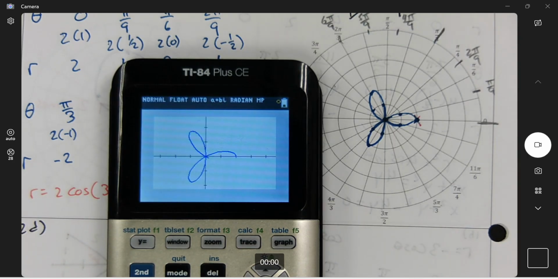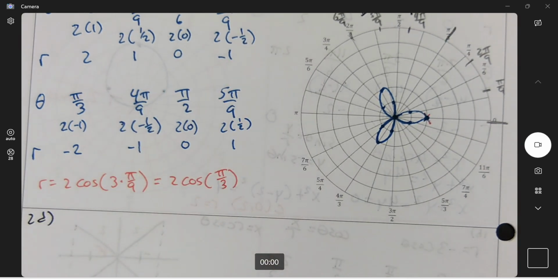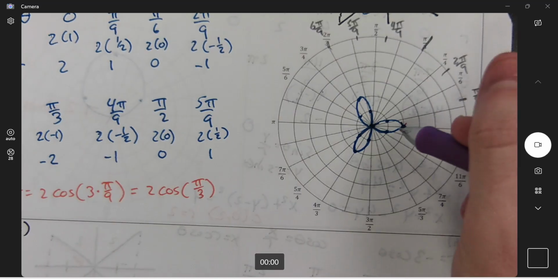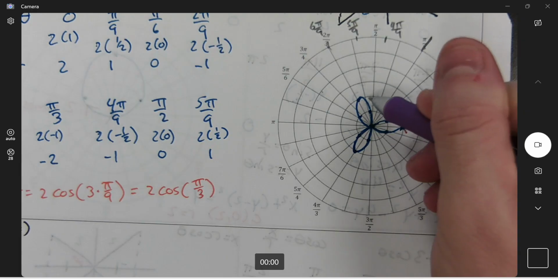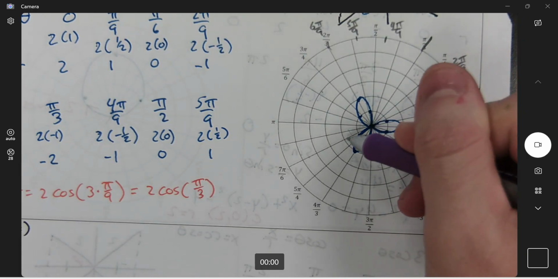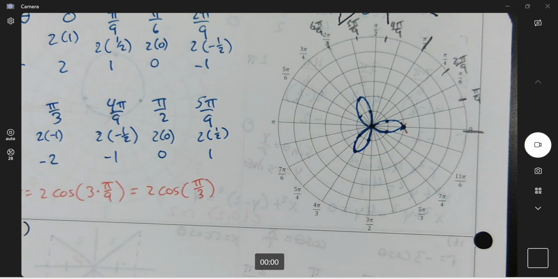Also notice that the motion is always counterclockwise. Started here and went in a counterclockwise motion, continued going counterclockwise, continued going counterclockwise, and it did go around twice. Isn't that neat?